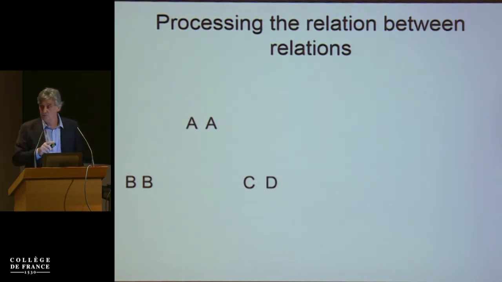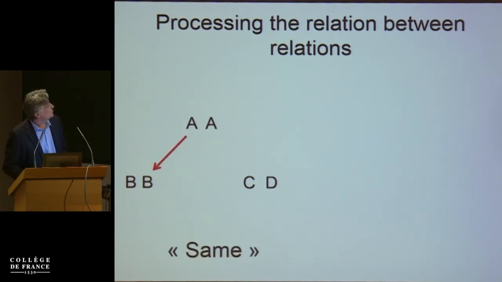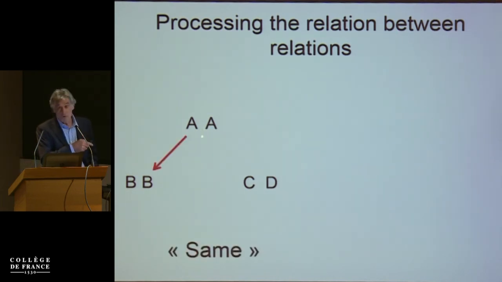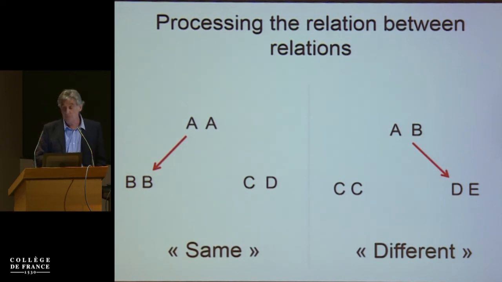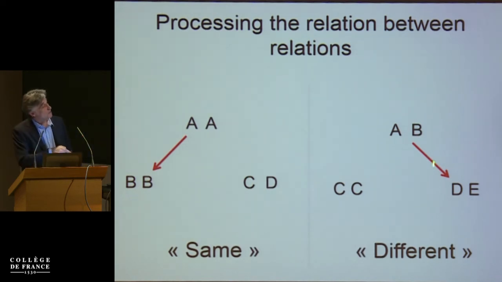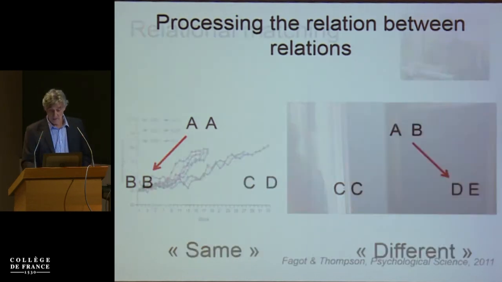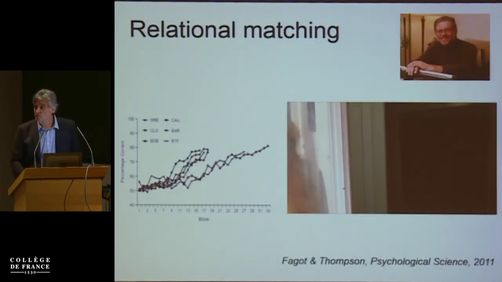So what they have to do in that case is discriminate relations and match them. They have to match relations with relations. They have to associate relations together. And in that case, obviously, the subject has to select the BB pair because it shows the same relation as the AA pair. But there are also different trials. We have to select the DE pair because it shows the relation of differentness, just like that one. Okay?